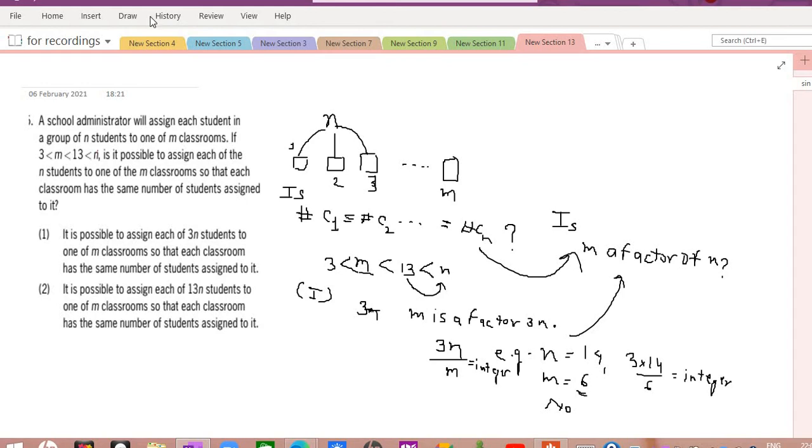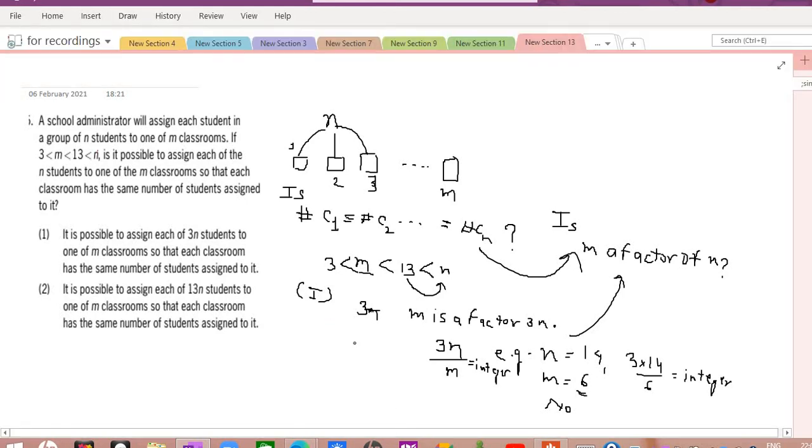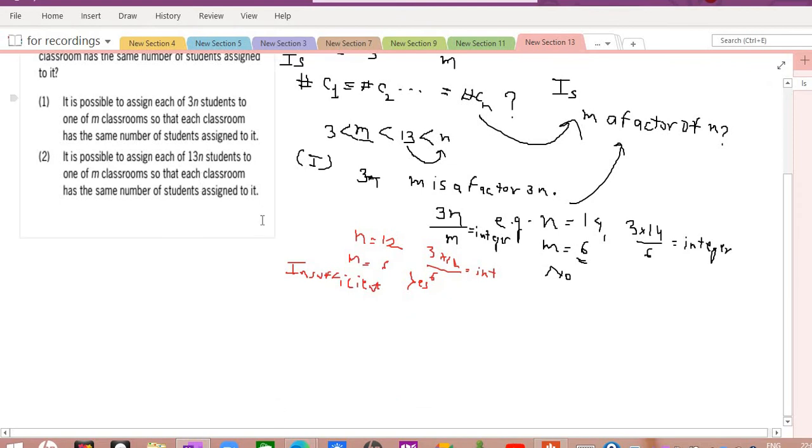Now let us look at it another way. Let me take another example and try to get a yes. Say n is equal to 12, and let's say m is equal to 6. Again, 3 into 12 by 6 will be an integer, but this time m is a factor of n. So yes. You see, you're getting contradictory answers. For some values you're getting no, for other values you're getting yes. For that reason, this statement alone is insufficient.